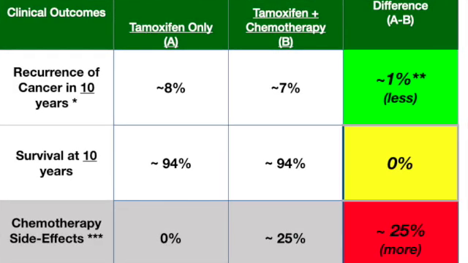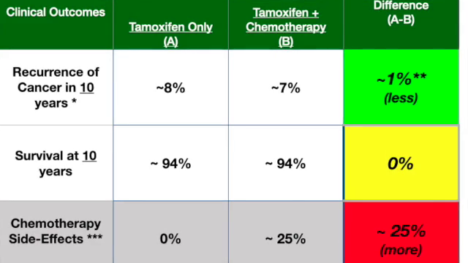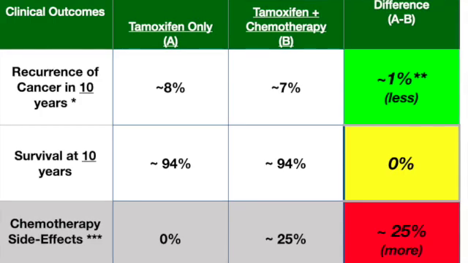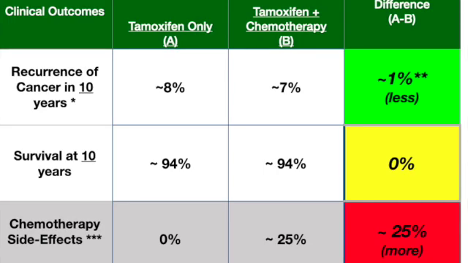They call it an equivalent study, so they assume that this is equivalent. From a survival standpoint, whether you get tamoxifen or chemotherapy in that group with a medium score on this genetic test, your survival's the same. The side effects are pretty onerous, though, about 25%.